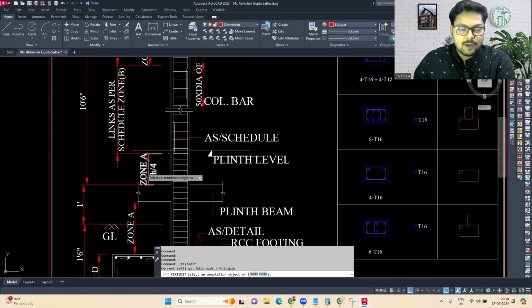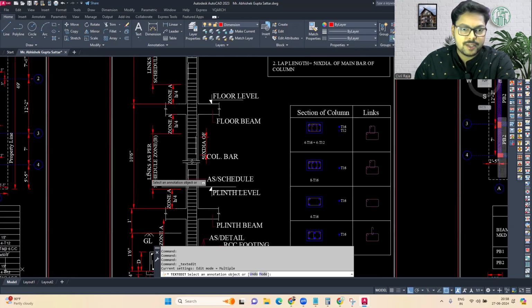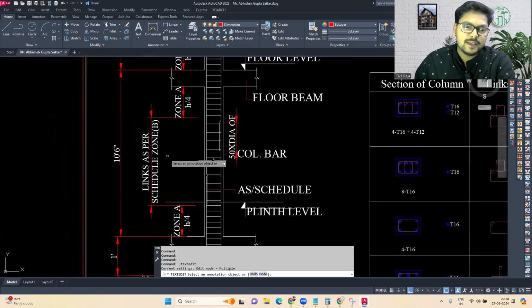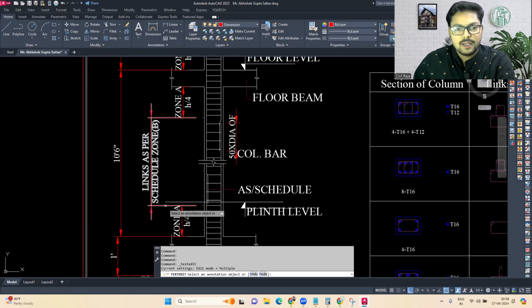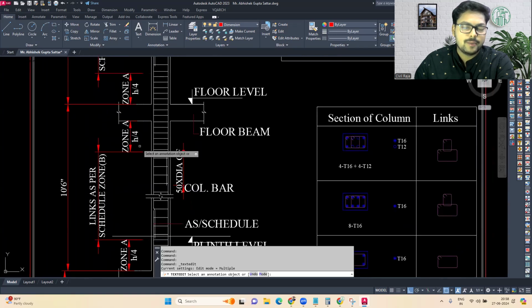So now we have a zone A, which is h by 4, and h is the whole distance over here from one level to another level. So this is 10 feet 6 inches in this particular case. And now links will be provided as per the schedule. So whatever is our schedule, you can just provide the links accordingly. This is zone A, this is again zone A, and in the middle portion we have zone B.